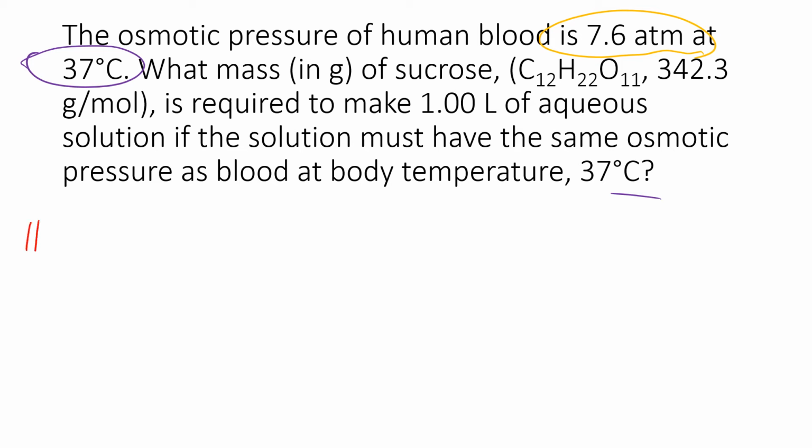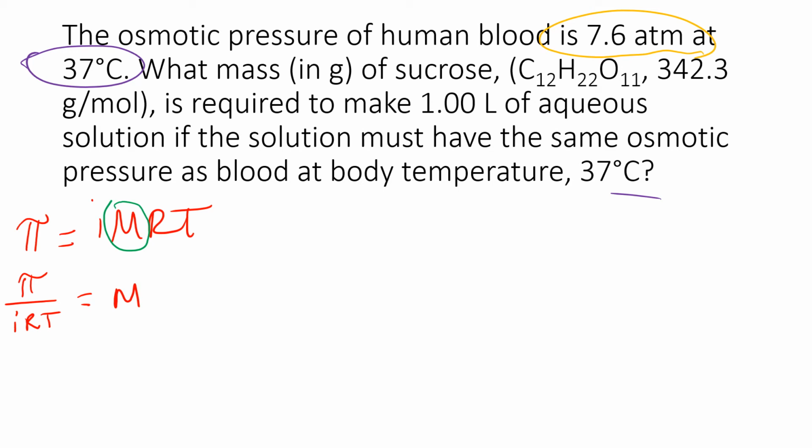We have osmotic pressure, pi equals iMRT. I am trying to find the mass. Of all these things in here, the only thing that can get you mass is going to be your molarity. So I need to rearrange this equation to solve for M, first of all. I have to divide both sides by iRT. So pi over iRT equals molarity. Eventually I have to get to grams from molarity, but first I have to get there.